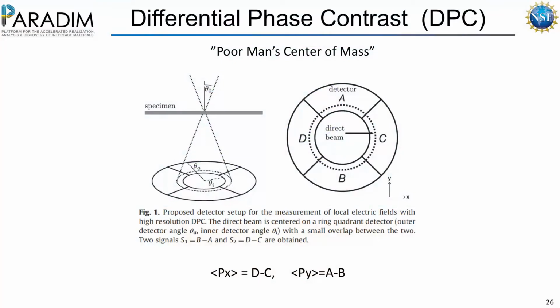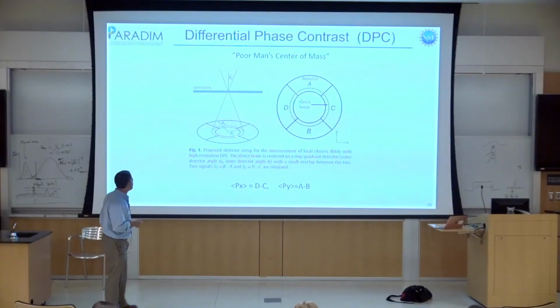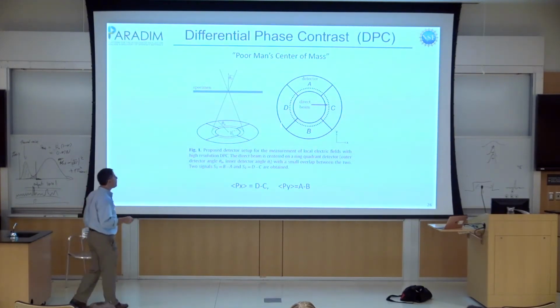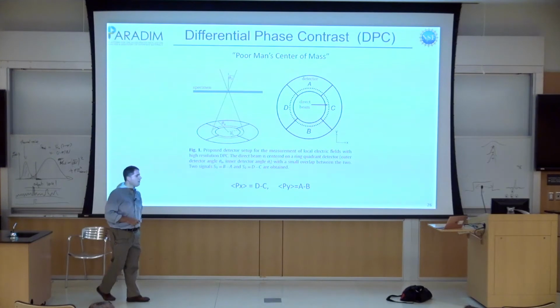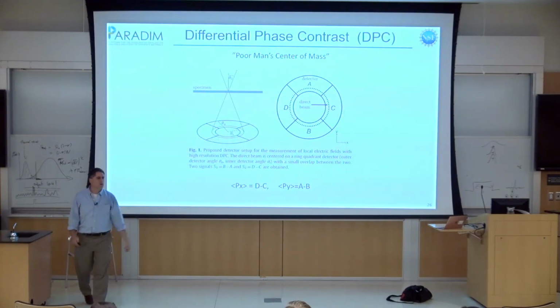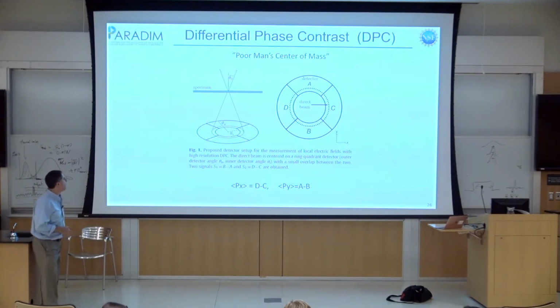There's a cheap and dirty way to measure center of mass, and that's to look at the deflection of the electron on the detector. This is called differential phase contrast. If you do left minus right or up minus down, it gives you an approximation to the center of mass. It's not a great approximation, but if you can't afford a pixel array detector, this is the trick you can use.